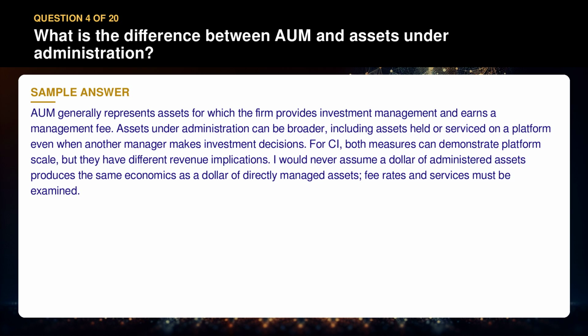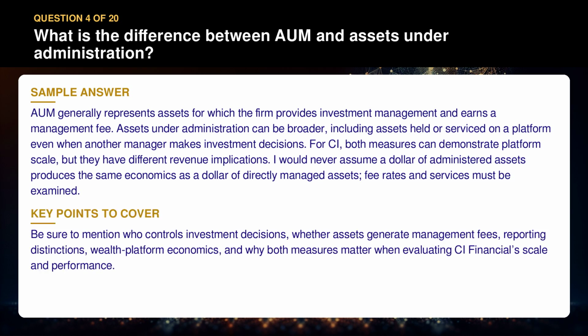I would never assume $1 of administered assets produces the same economics as $1 of directly managed assets. Fee rates and services must be examined. Be sure to mention who controls investment decisions, whether assets generate management fees, reporting distinctions, wealth platform economics, and why both measures matter when evaluating C Financial's scale and performance.